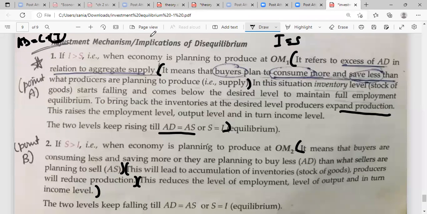Clear? Yes, ma'am. Okay. So you will write adjustment mechanism, implication of disequilibrium, then these two. Be very quick. Write it within 5 minutes, and then we'll do the new topic.